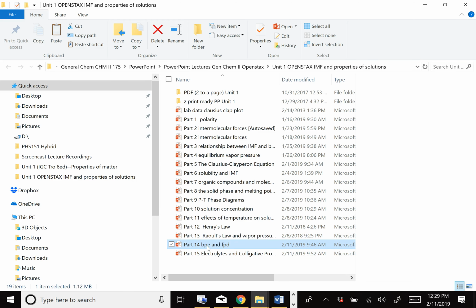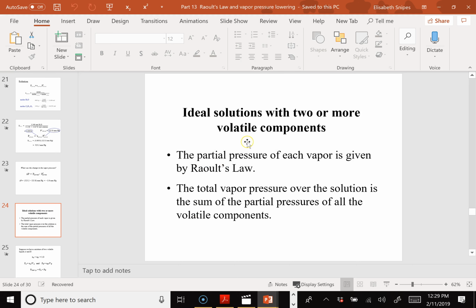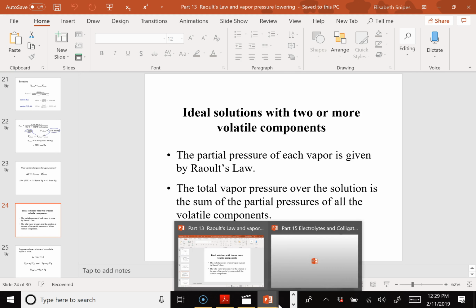So BPE is affectionately the abbreviation for boiling point elevation, and FPD is the affectionate way of talking about freezing point depression.